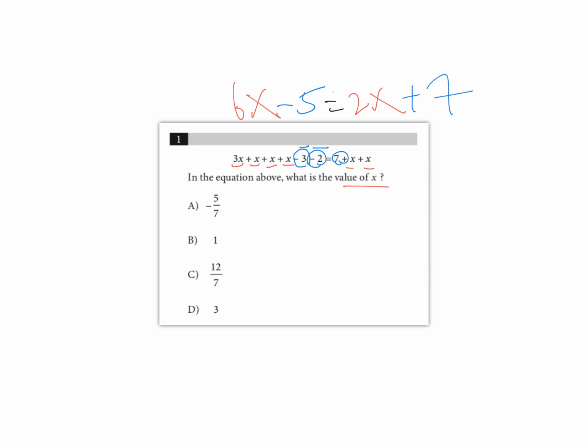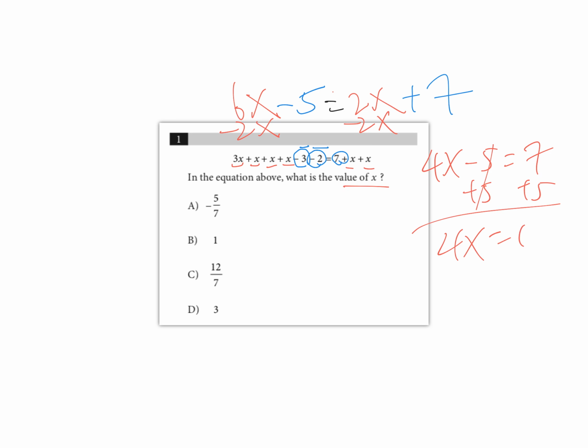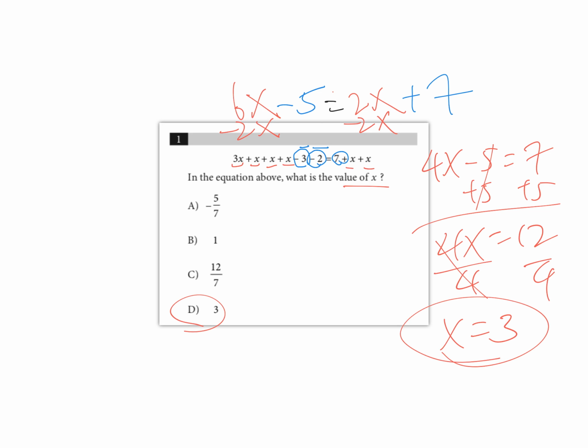Now this becomes a simple one variable equation. Let's combine like terms further. I'm going to minus 2x on both sides of the equation to get all my variables on the left. I get 4x minus 5 equals 7, plus 5 to both sides. 4x equals 12, divided by 4 to both sides, and x equals 3. The correct answer here is D.